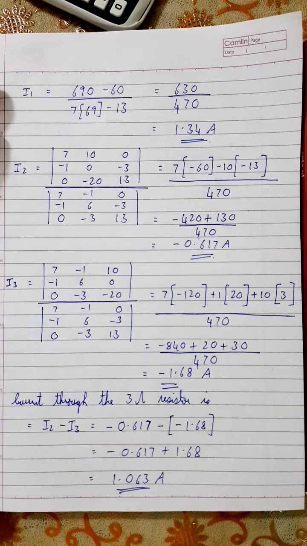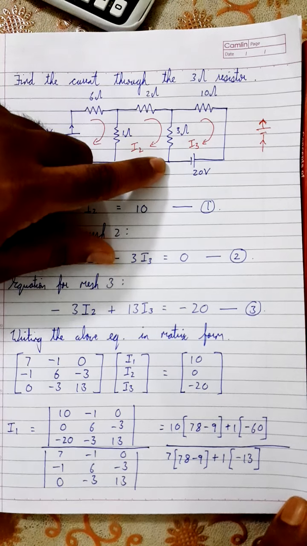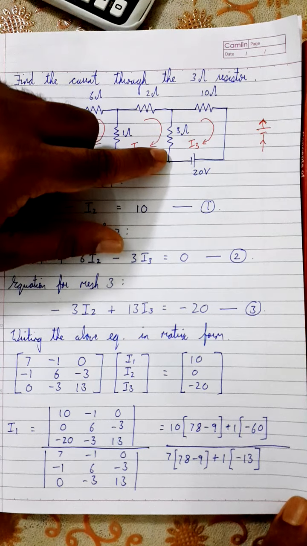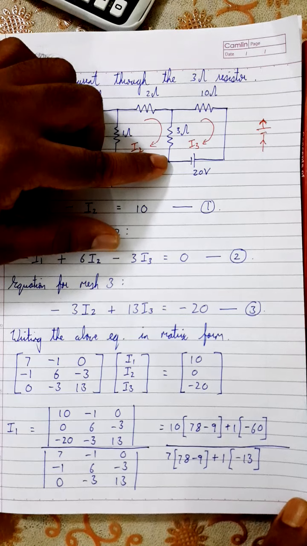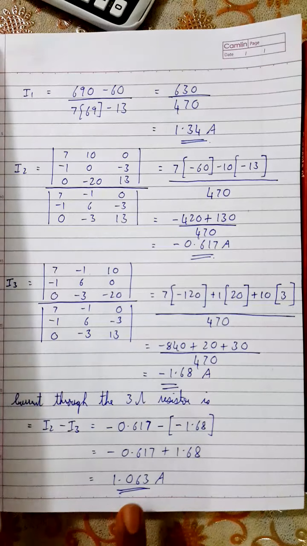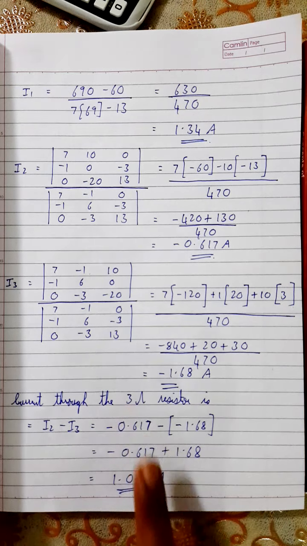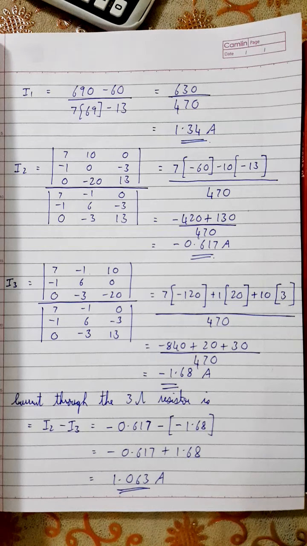Suppose they ask you to find the voltage across the 3 ohm resistor instead of the current. How do you find the voltage across the 3 ohm resistor? We know that voltage is equal to current into resistance. So whichever answer you get over here, multiply that with 3, and you will get the voltage across the 3 ohm resistor, in case they ask a question like that.